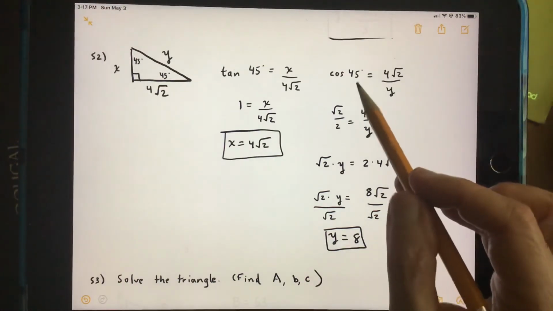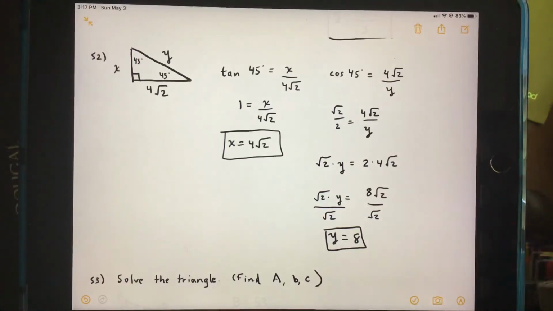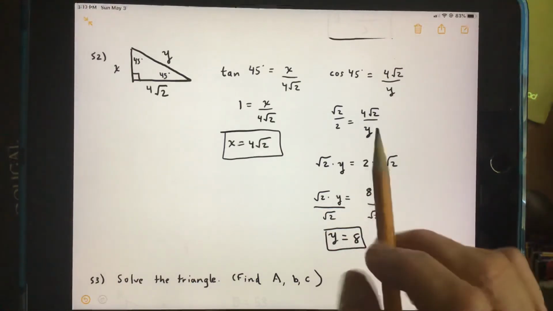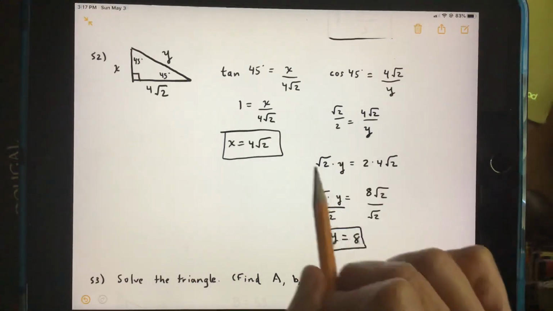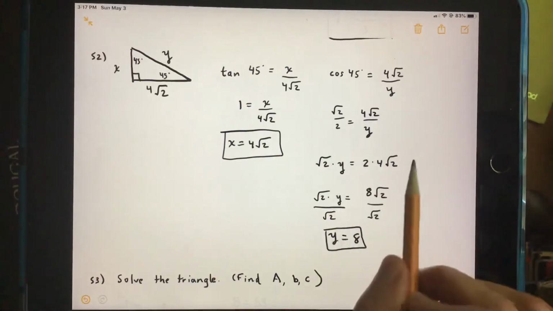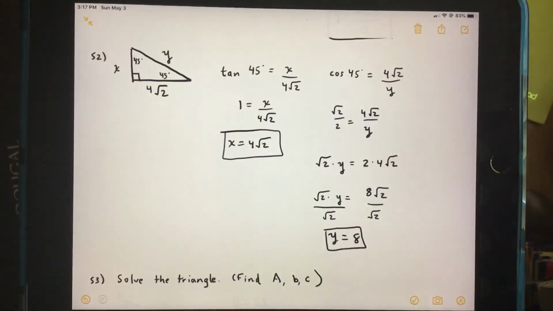I'm going to look on my special angles table and find out that the cosine of 45 degrees is root 2 over 2, and that's equal to 4 root 2 over y. And then I'm going to use cross products. So I'm going to multiply root 2 times y right here, and that's equal to 2 times 4 root 2. I'm writing that here, and then I'm going to set about simplifying that.